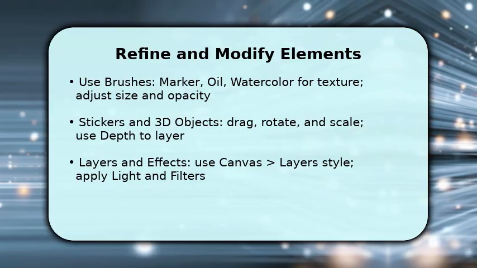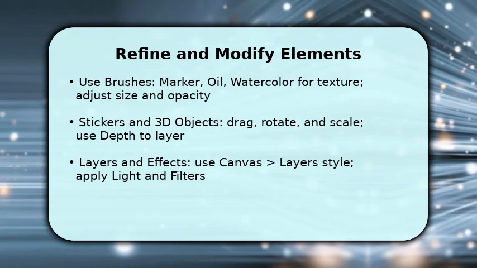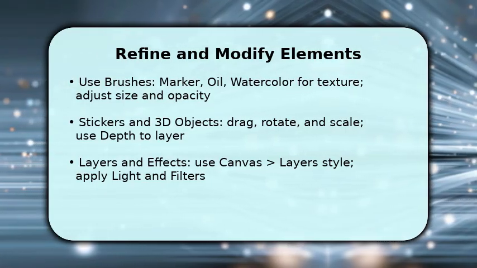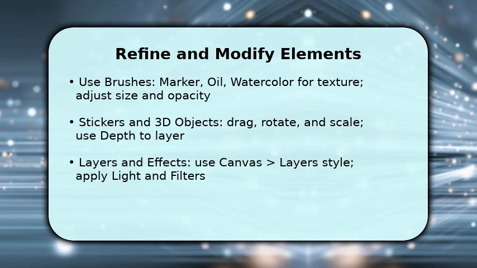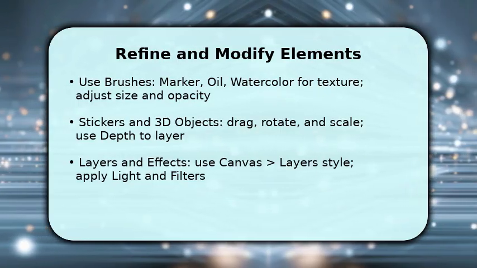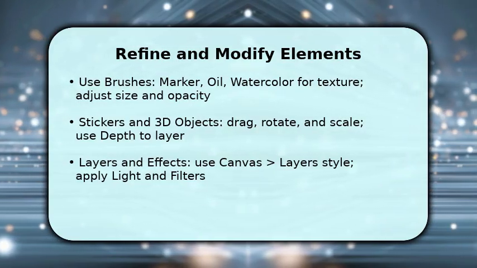Drag stickers or 3D objects into place, then rotate and scale them. Once aligned, adjust depth to sit them correctly in the scene. Apply light and filter effects to unify color and contrast. These steps make separate elements look like one cohesive image.